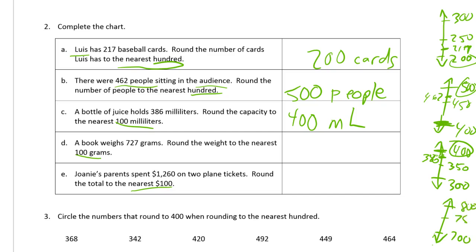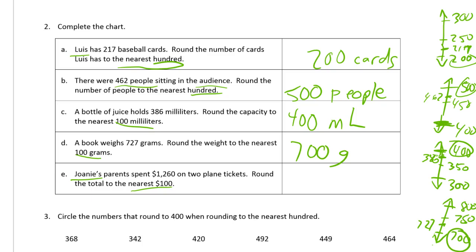There's 750 right in the middle. And there's your 727. It has to be less than 750, because 27 is less than 50, so 727 is less than 750. So it's closer to the 700 grams.